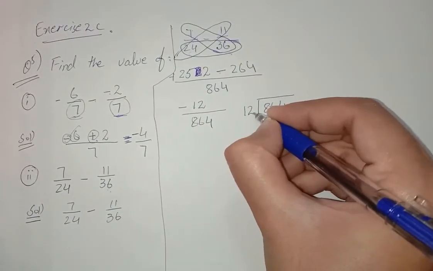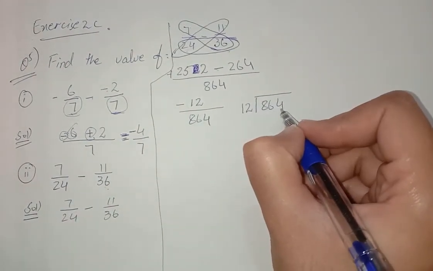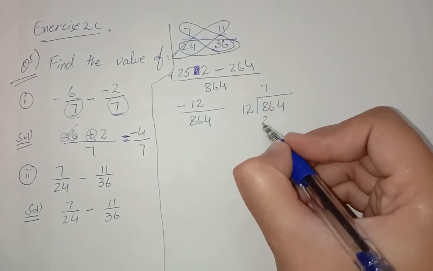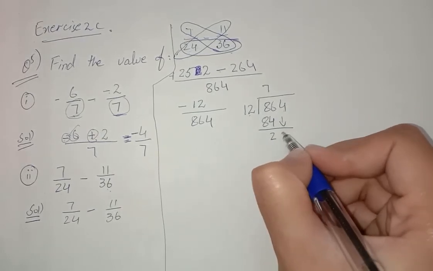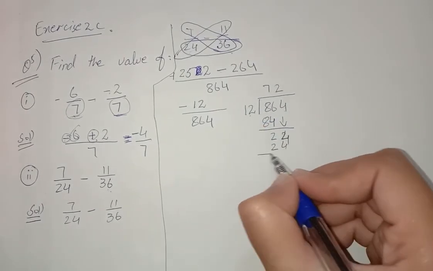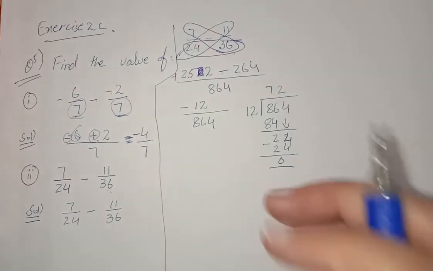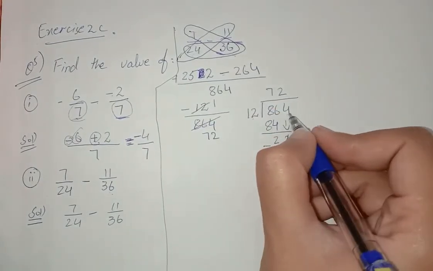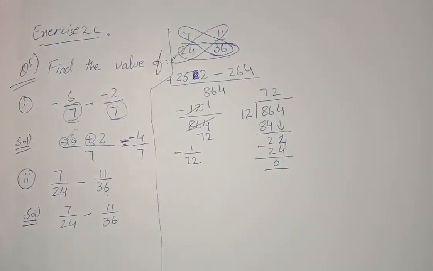864 by 12. If we divide 864 by 12, the answer is: 12 7s are 84, and if we subtract both of these, the answer is 24. 12 2s are 24. So if we subtract these, the answer is 0. So this is solved, means 12 ones are 12 and 12 72s are 864. This is your answer. This is the first method of solving this question.